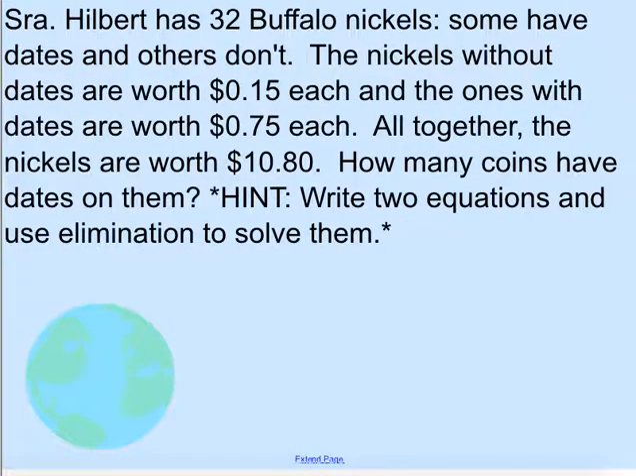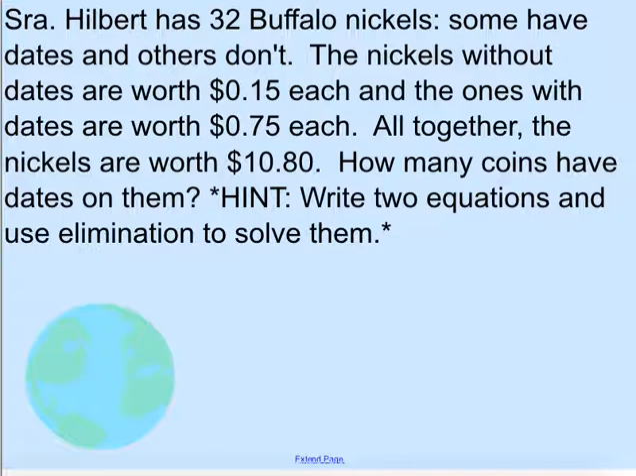Okay, so these are just a couple. I won't go through the entire thing with this, but we'll just set it up. This is a word problem that you often see with these systems of equations. So Senora Hilbert has 32 buffalo nickels. Some have dates and others don't. The nickels without dates are worth 15 cents each, and the ones with dates are worth 75 cents each. Altogether, the nickels are worth $10.80. How many coins have dates on them?